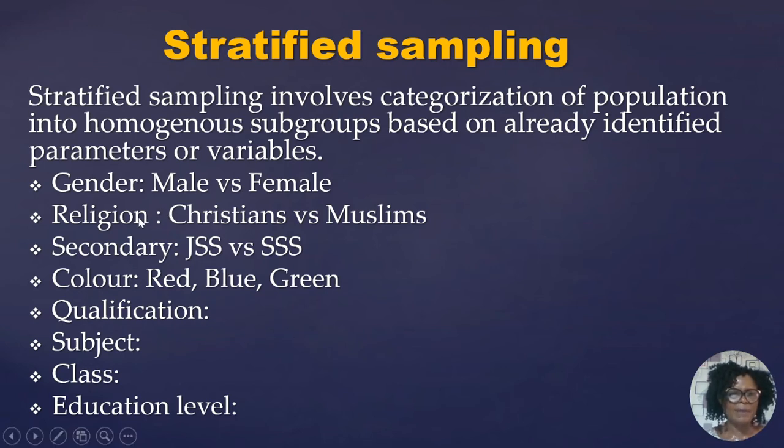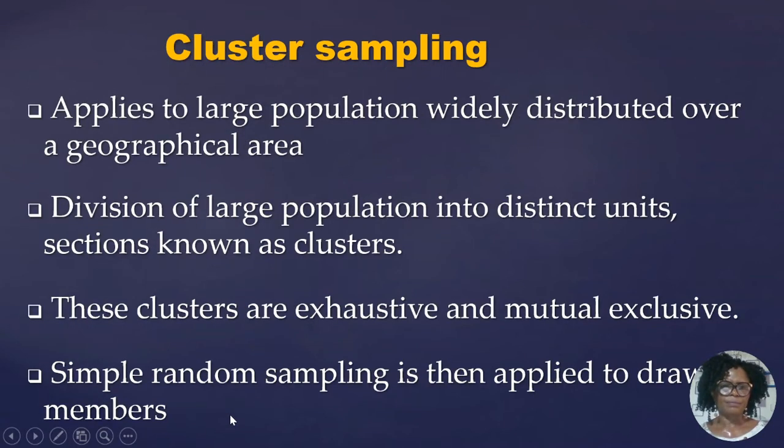We can say again, stratify based on religion. You say Christians and Muslims. If we are working on secondary schools, you can stratify them based on JSS and senior secondary school. In color, you can talk about red, blue, depending on what you are studying. You can also talk about qualifications, which means you can stratify them based on qualification: PhD, Masters, HND, what have you. Then subjects, classes, educational level.